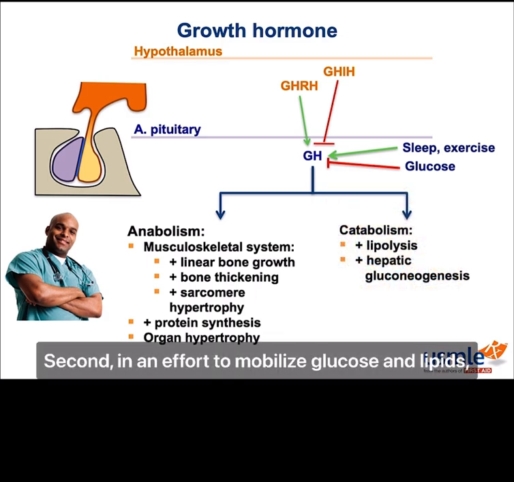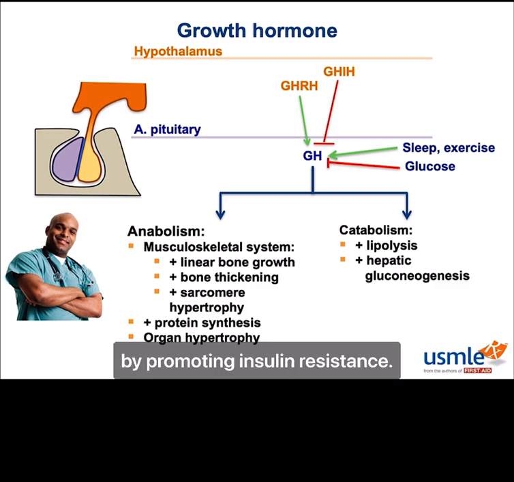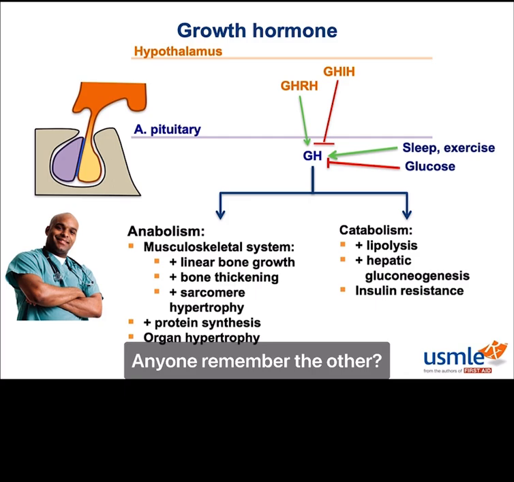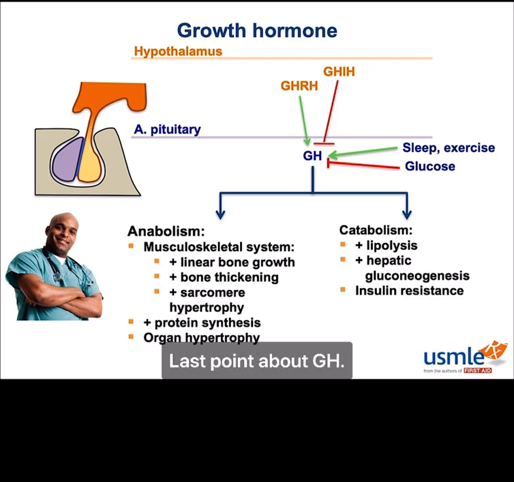Second, in an effort to mobilize glucose and lipids, growth hormone actually blocks the effects of insulin by promoting insulin resistance. It's one of two main diabetogenic hormones. Anyone remember the other? The other one's cortisol, and both of these can lead to the many sequelae of diabetes in the long run. Last point about GH.